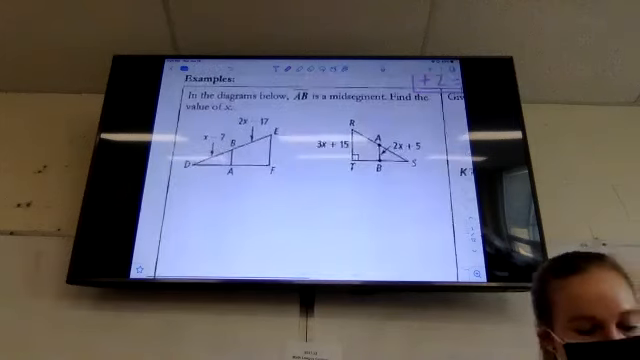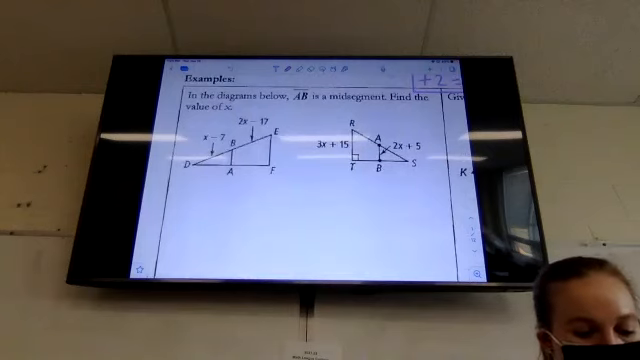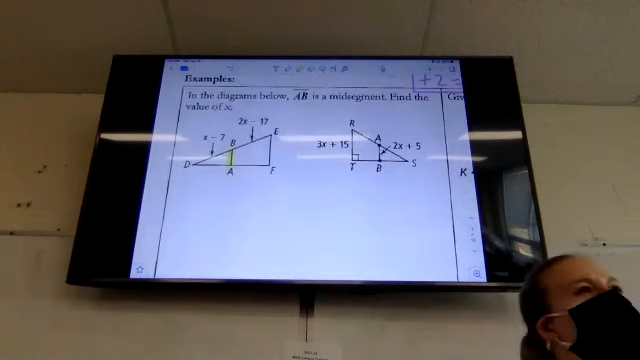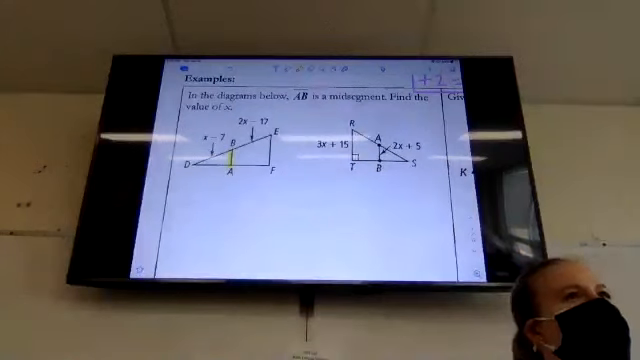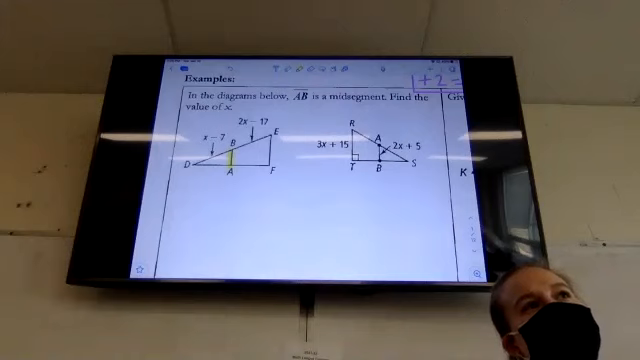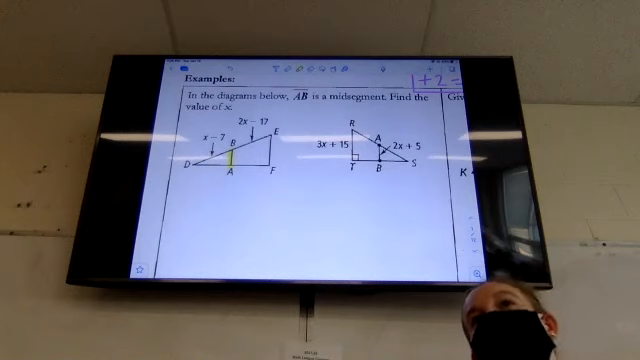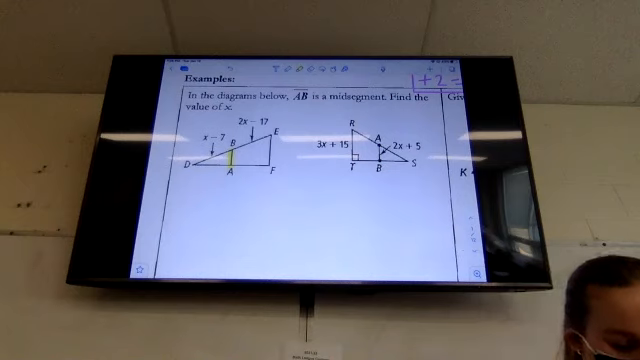So the first example says, in the diagram below, AB is a midsegment. Okay, so this is a midsegment. Okay, team timeout. What does that mean about A and B? Tilly? Oh, I thought you knew. Ella, do you know? Oh, yeah. They're midpoints. Very good. And how do you know that?